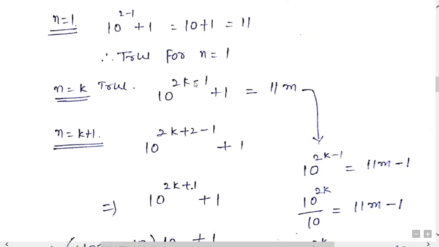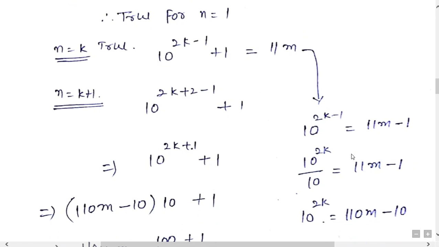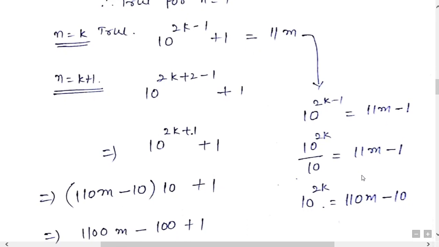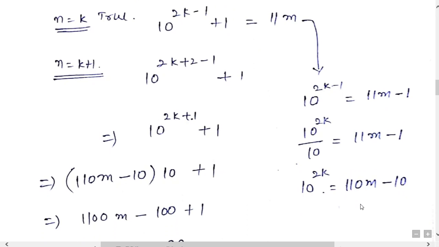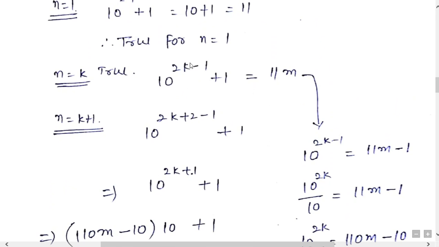Let it be 10 raised to power 2k, subtract 1, then 10 raised to power (2k minus 1) can be written as 10 raised to power 2k divided by 10, then multiplied by this 10 on the right hand side, and the value is 110m minus 10. Note this step carefully. You have to find out at least one value from n is equal to k in such type of questions.